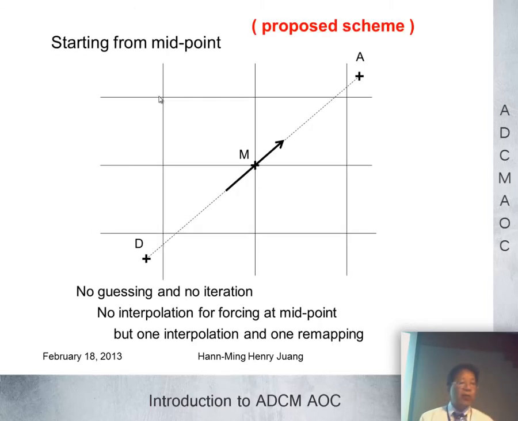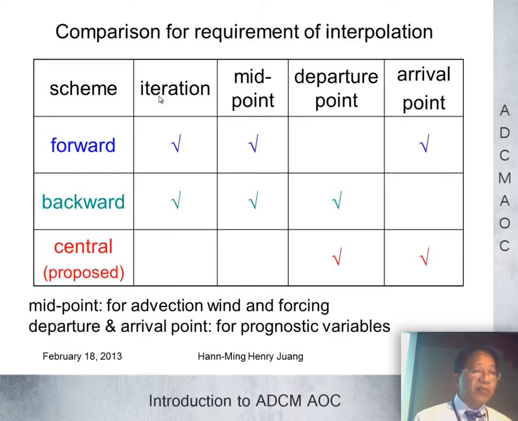So I propose one method called central scheme. That means the trajectory is determined by the green point. Because the wind at your green point is already there, you don't need to iterate. So you just move from one point to another point. So departure to arrival, you immediately get it. So no iteration. But you need to interpolate at departure and remap from the arrival point to a regular one.